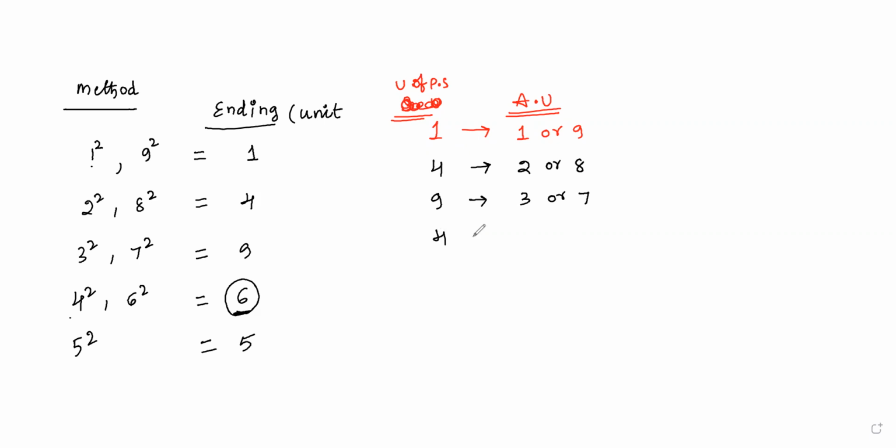Okay, and if you are taking a perfect square number ending in 4, 4 is already covered, so let me take 6. Then we get 4, or its complement will be 6. If 5 is there, then always 5 will come. So this is the table we have to remember.